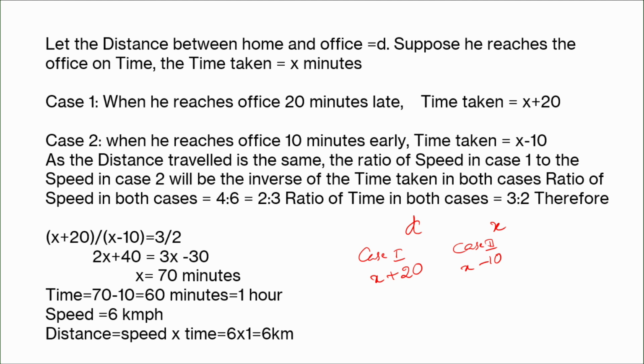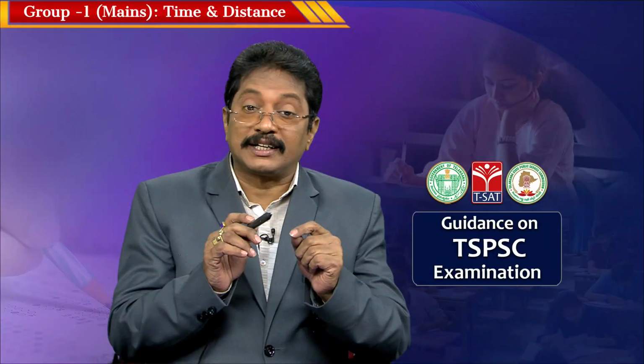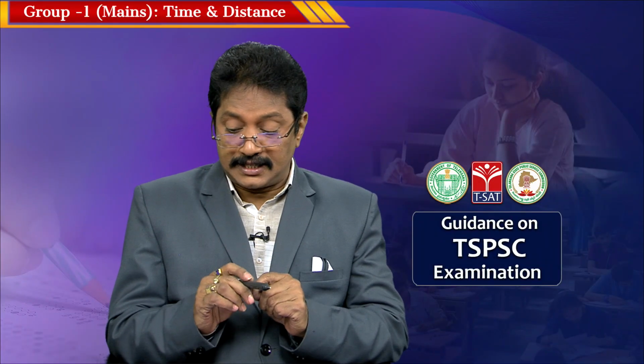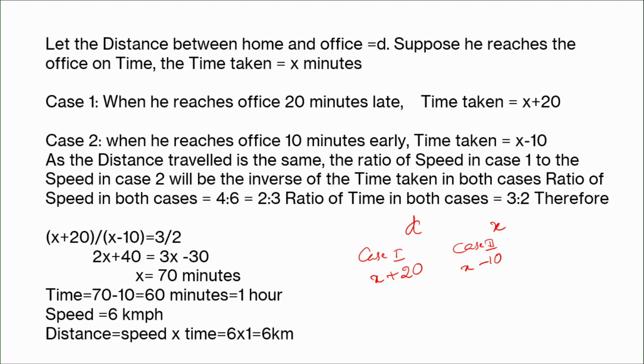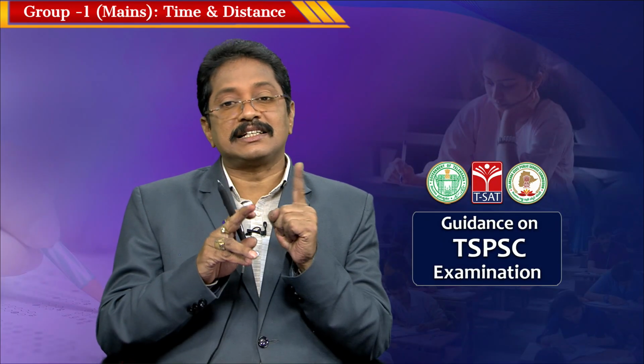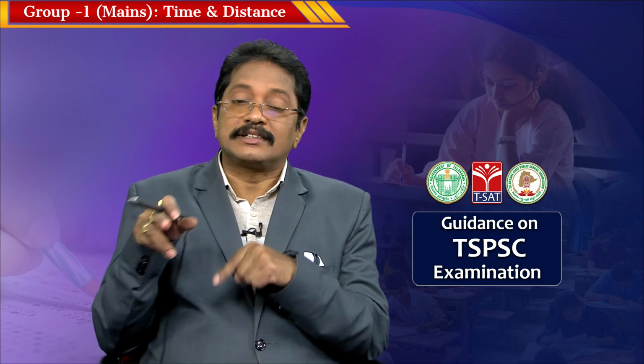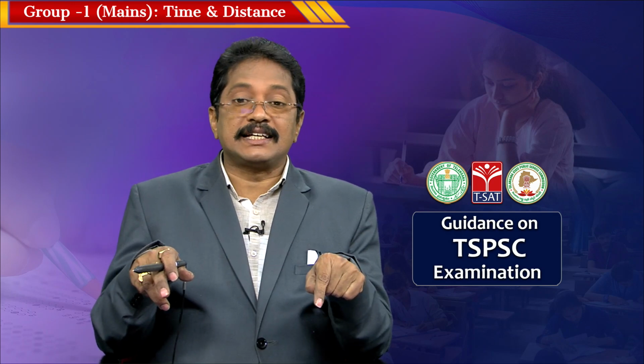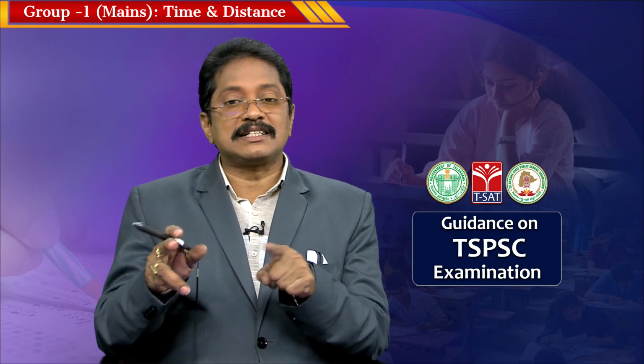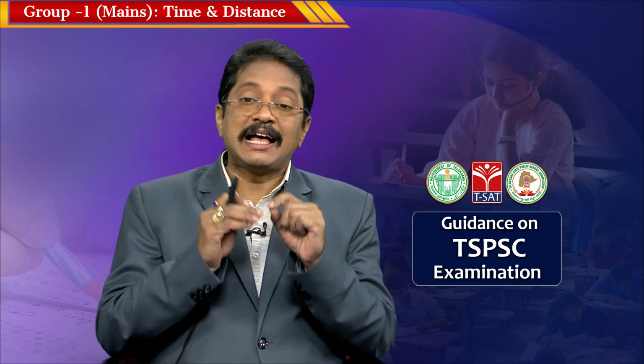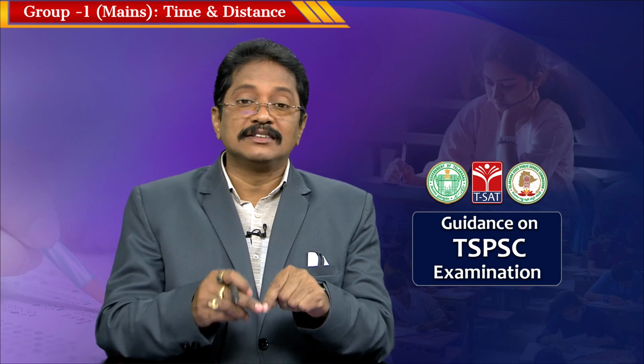Okay. So, now we can say, as we said, the distance is the same, do not forget. The ratio of the speeds in case 1 to case 2 is inversely proportional to the ratio of the times. Already I said, when the distance is the same, then as speed increases, time decreases. Speed decreases, time increases. That means it is inversely proportional. So, we have to find the ratio between the speeds.